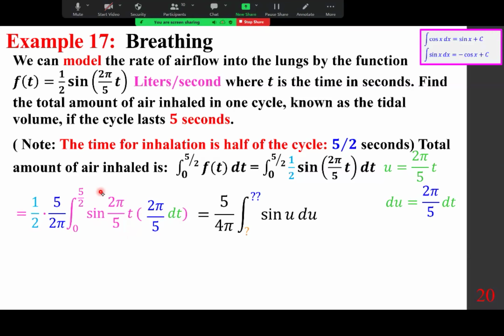And I'm not going to write the new limits yet because I cannot use the old limits. So the integral becomes 5 over 4 pi times negative cosine u. We've got to figure out the limits. To figure out the limits, you plug in 0 into u, and 0 makes this 0. Class, 0 makes it 0.